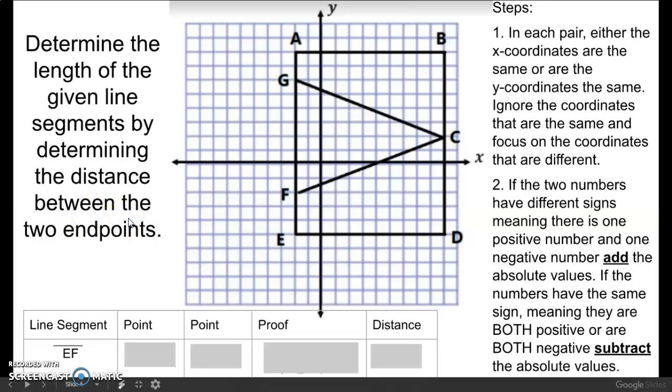For our next example, we're going to find the length of line segment EF. If you would like to do this one on your own, pause the video here, work it out on your paper, and then unpause the video to go over the steps and find the answer.